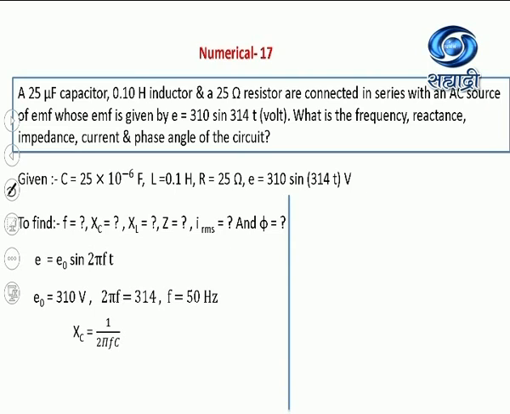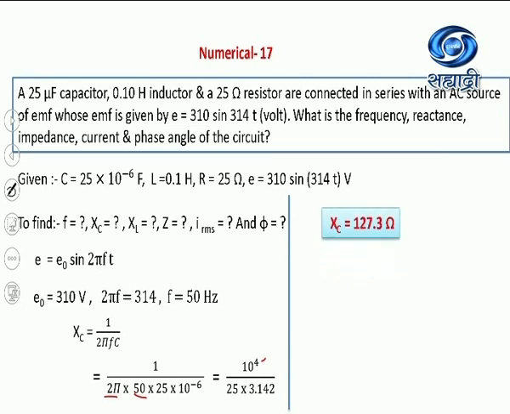Xc is equal to 1 upon 2 pi f into C, that is equal to 1 upon 2 pi, f is equal to 50 and C is equal to 25 into 10 to the power minus 6. Now 50 into 2 is 100 and 100 into 10 to the power minus 6 is 10 to the power minus 4, to the numerator it is 10 to the power plus 4, divided by 25 into pi, which is 3.142. So with this we get capacitive reactance equal to 127.3 ohm.